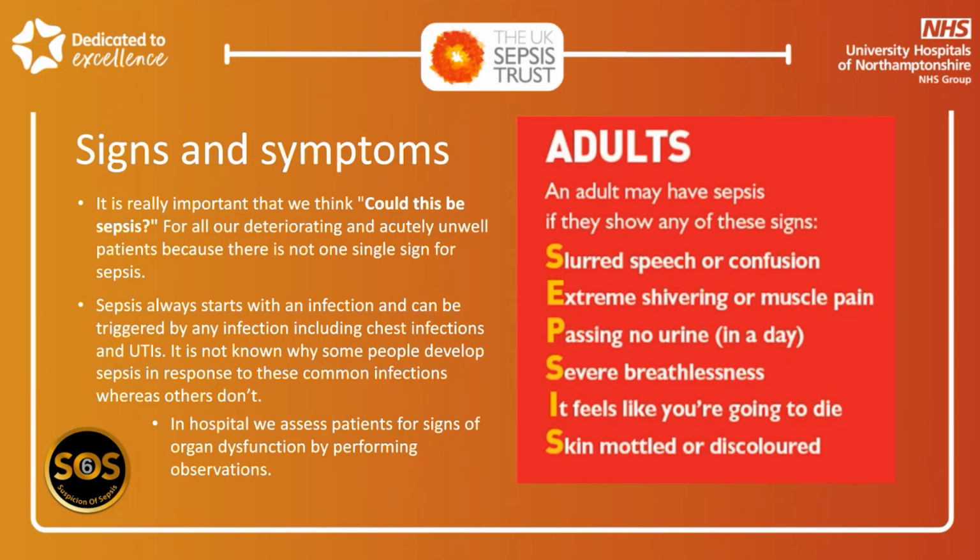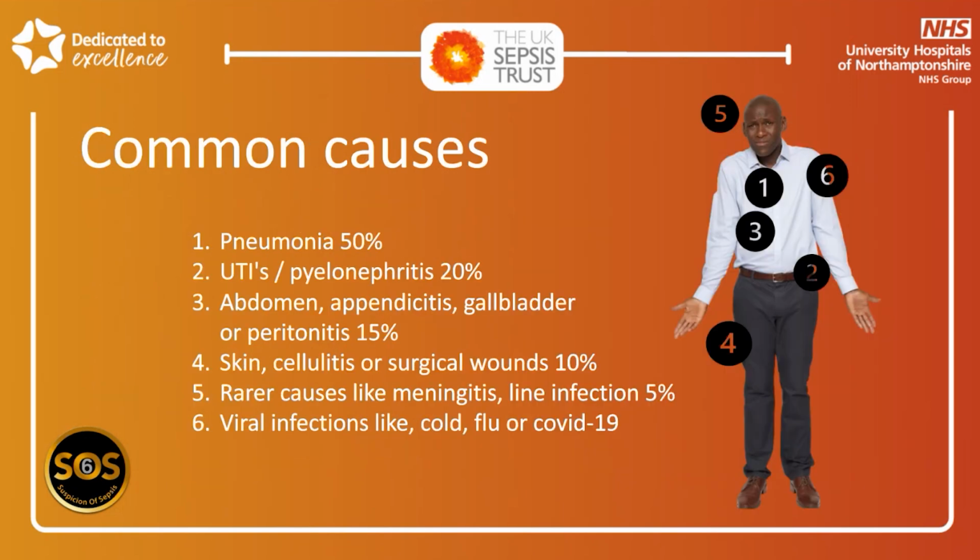It is extremely important to consider sepsis with any deteriorating patient that has signs and symptoms of infection, because there is not one single sign for sepsis. It always starts with an infection, as it's the body's overreaction. Generic symptoms are slurred speech or confusion, extreme shivering or muscle pain, passing no urine all day, severe breathlessness, feeling like you're going to die, and the skin that is mottled or discoloured. Any infection can lead to sepsis.